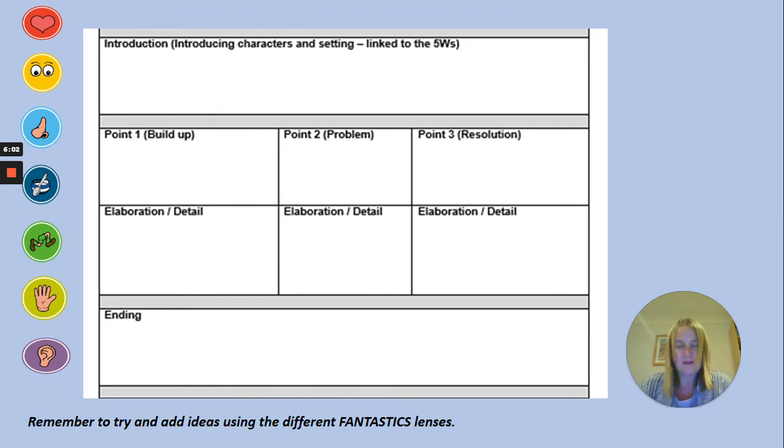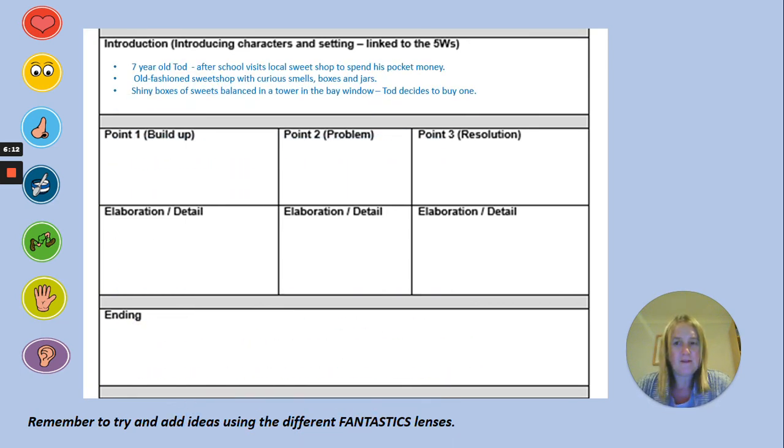So I'm going to model to you how you might begin to fill this in, and because we spent a while yesterday looking at the Candyland, I'm going to take that as our example. So the first bit, where we introduce the characters and setting for introduction, we've got a 7-year-old, I've given him a name, I hope that's alright, and call him Todd. And after school he visits a local sweet shop to spend his pocket money. And of course when I write that, I'm going to elaborate it. I might say how much and where. Is it at the bottom of his road? Has he not been for a while? Has he gone there with anybody else?